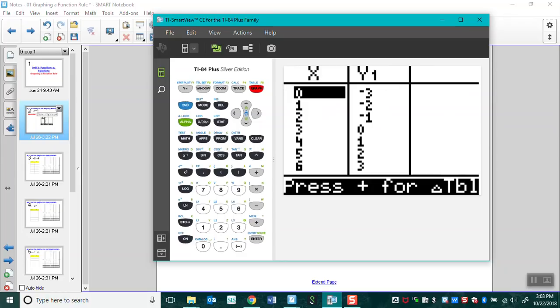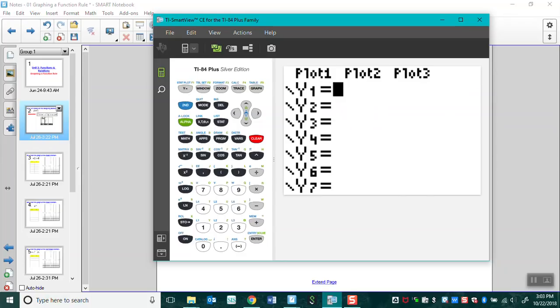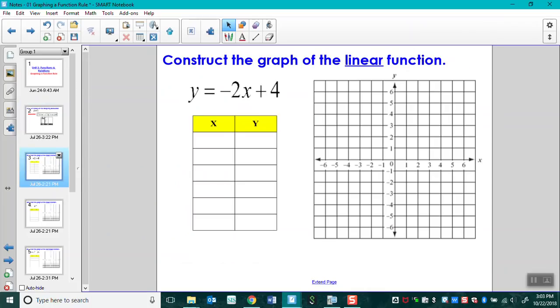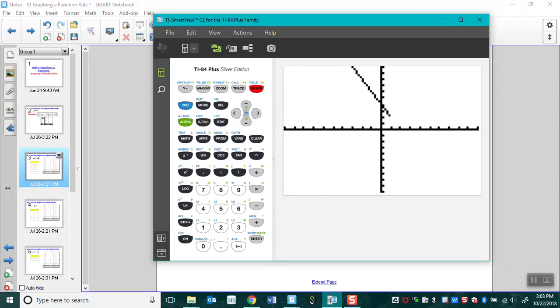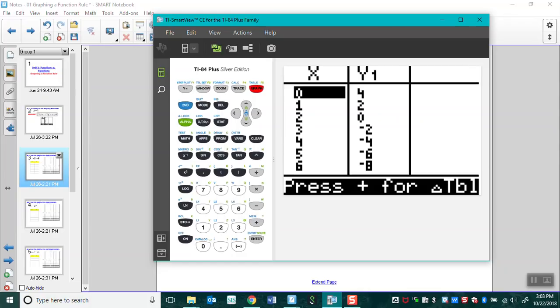If I want to change my function, I just go back to y equals, hit clear, and I can type in a new one. So the first function that we want to look at is y equals negative 2x plus 4. If I want to put that in my calculator, I come back to y equals. We make sure we hit the negative button and not the minus button so we don't get a syntax error. We type in 2x plus 4. We can graph it to see what it looks like. We can see again that this one's linear, but now this function is decreasing as we go from left to right. And to get to the table, we just hit second, graph.